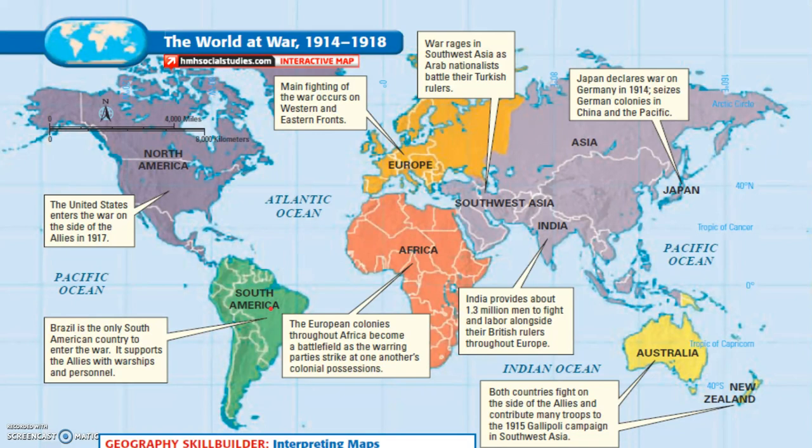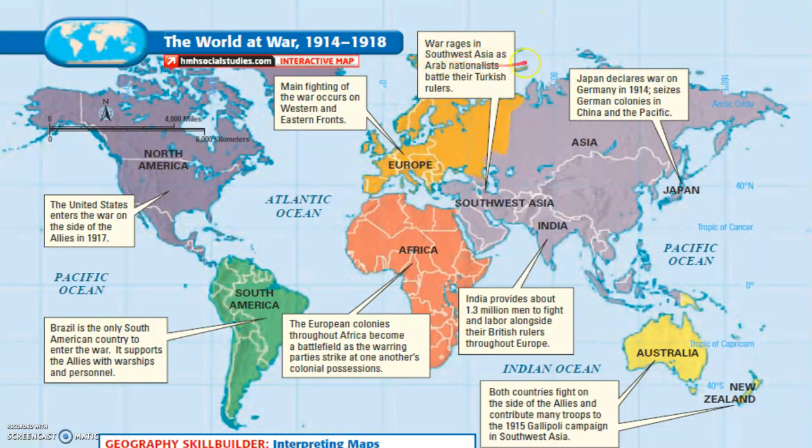This is a really cool map showing how different countries in different regions participated in World War I. So you can see that it was truly a world war. Everybody was involved. The main fighting of the war does occur on the Western and Eastern fronts in Europe, but everybody is involved one way or another.